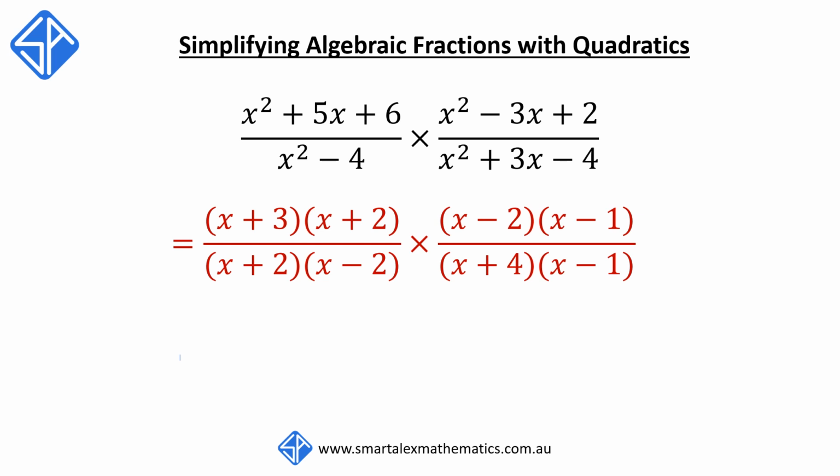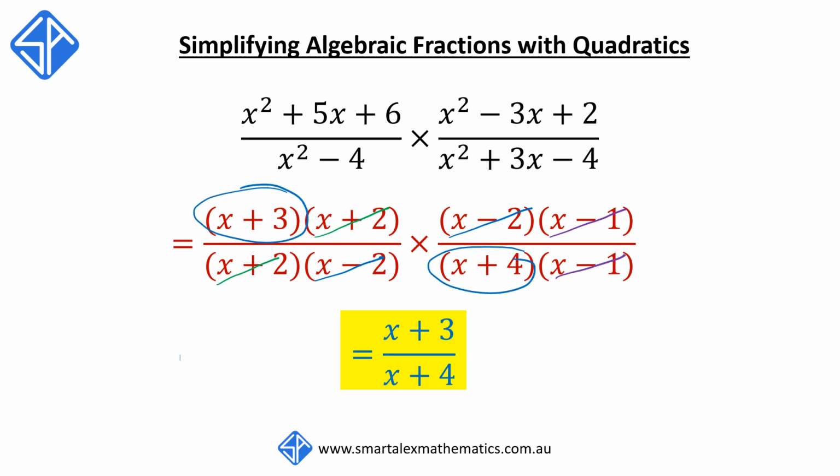And because this is multiplication of fractions, our last step is to cancel out the common factors on top and bottom. So we can start off by cancelling out x plus 2, x minus 2, one on top and one on the bottom, as well as x minus 1. So this will leave us with x plus 3 on top and x plus 4 on the bottom. So our final answer is x plus 3 divided by x plus 4.